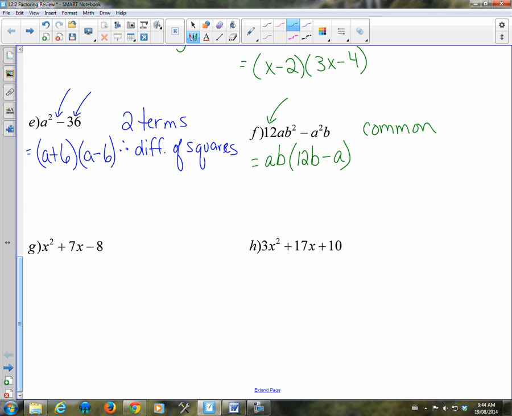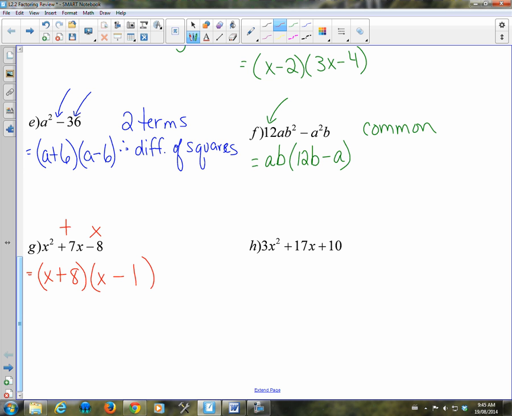And last two. 1, 2, 3 terms. No common factoring because there's no number in front of the x squared. So I'm going to look for two numbers that add up to 7 and multiply to -8. Get my brackets ready. Remembering my equal signs every time. So multiply to -8. 4 times 2 is 8, but that's not going to add up to 7. 8 times 1 is 8. So if I had a positive 8 and a -1, that would be -8 and add up to +7.